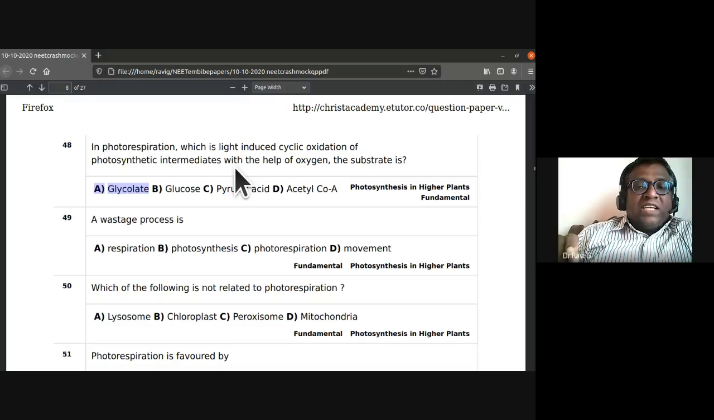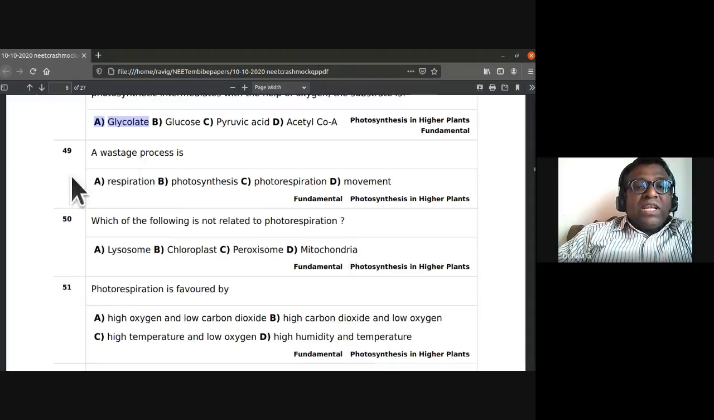Photorespiration takes place in C3 plants. Remember that. The intermediate product that is formed is glycolate, so the answer is glycolate. It is a wastage process, and you should know this answer. Which is the wastage process? Photorespiration. Yes, photorespiration is the wastage process.